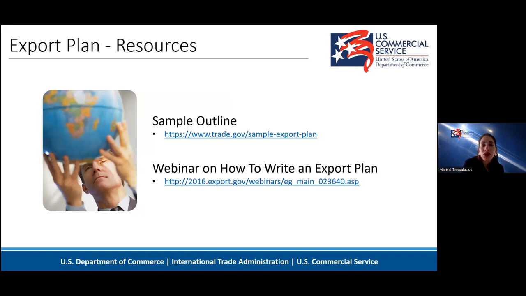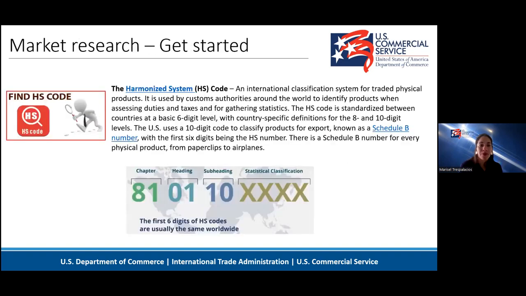And here are some resources for how to develop an export plan even more. There is a sample outline in here, and a webinar on how to write it, hopefully it's still there. I found it very useful when I first started my job.